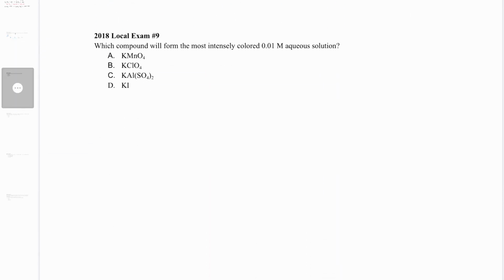Which compound will form the most intensely colored 0.01 molar aqueous solution? The thing about this question is that we know that only compounds involving transition metals can be colored, and in this problem, there's only one answer choice with a transition metal in it. Chloride, oxygen, potassium, they're not transition metals. Potassium, aluminum, sulfur, oxygen, not transition metals. Potassium iodide, not transition metals. So it must be A. Manganese is a transition metal, and the manganese that we're dealing with here looks like manganese 7+, which forms a kind of bright pinkish color.